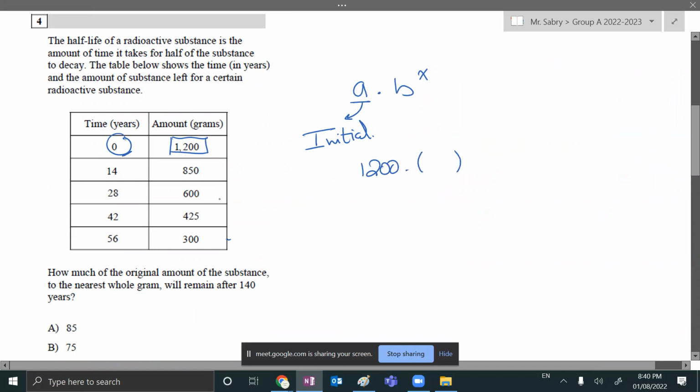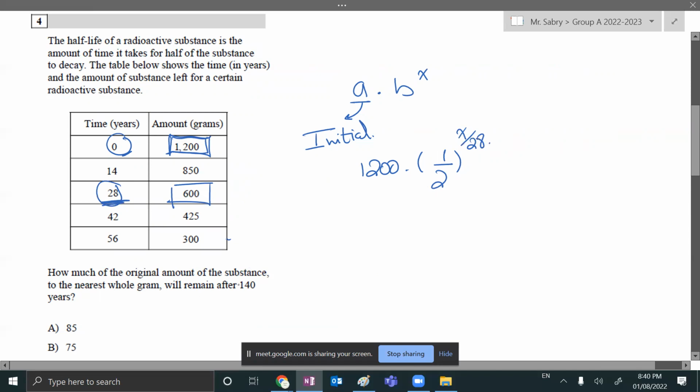When does it actually go to half-life? It was here 1200, and then it became 600, which means half of it, after 28 years. So the half-life, yes, it is half, but it happens every how many years? It happens every 28 years. So the number of years here should be divided by 28.